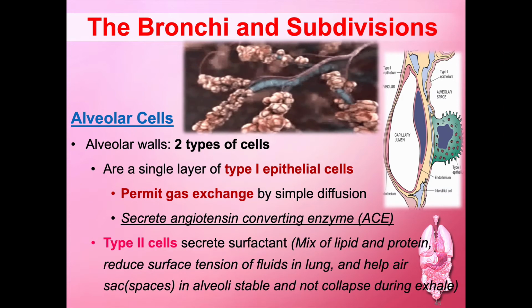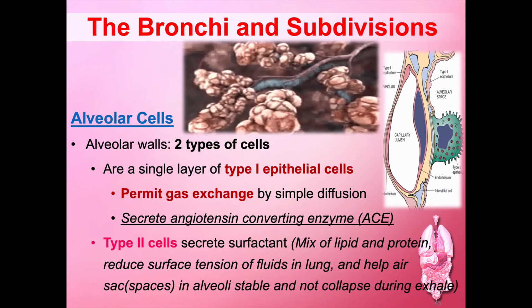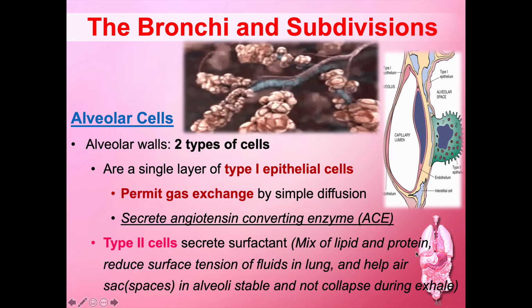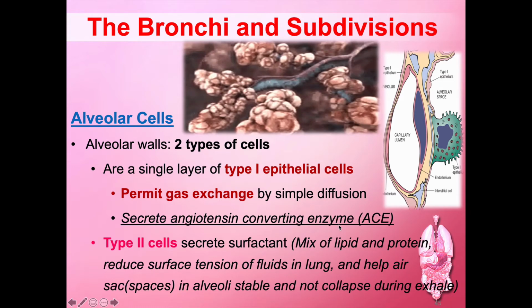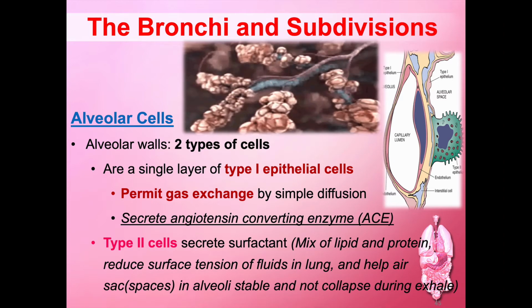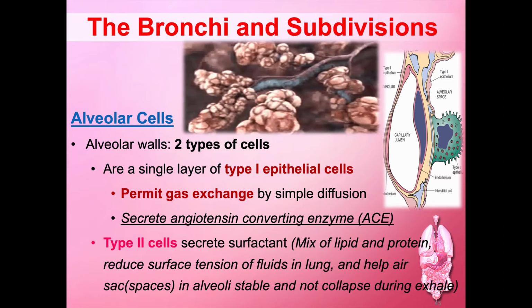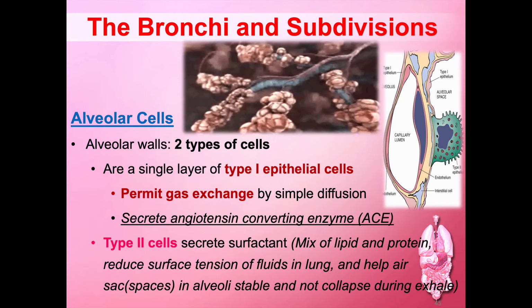Okay, so in the alveoli there are two types of cells. One is type 1 epithelial cells that allow gas exchange by simple diffusion, and they also secrete angiotensin converting enzyme. Okay, this is a very important phenomenon you have to understand: angiotensin converting enzyme secretion by the type 1 epithelial cells.